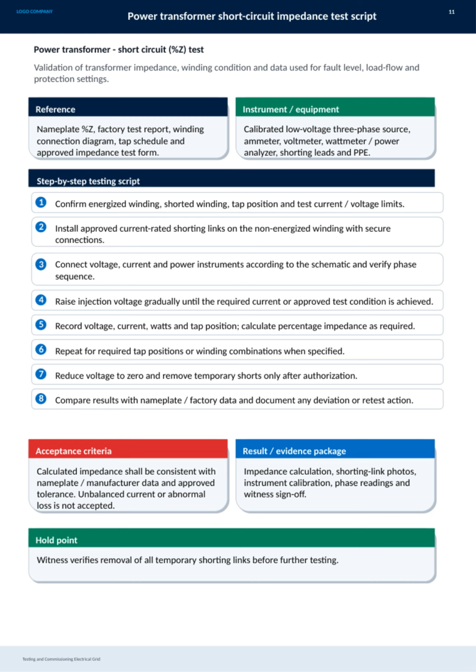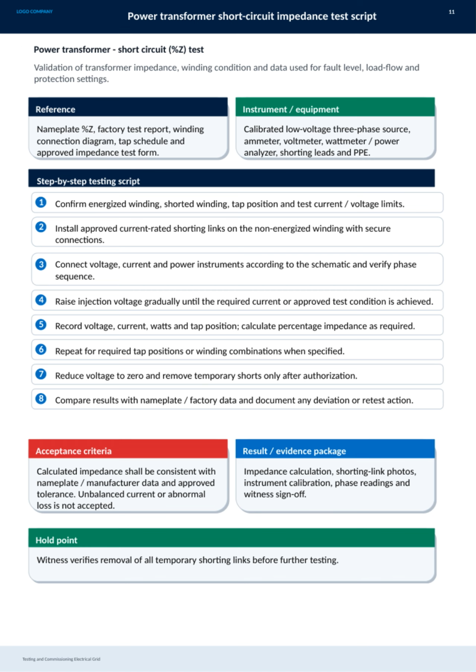We start by referencing important documents like the nameplate %Z, factory test report, winding connection diagram, tap schedule, and an approved impedance test form. The instruments involved include a calibrated low-voltage three-phase source, ammeter, voltmeter, wattmeter or power analyzer, shorting leads, and personal protective equipment. The step-by-step testing script guides us through the process.